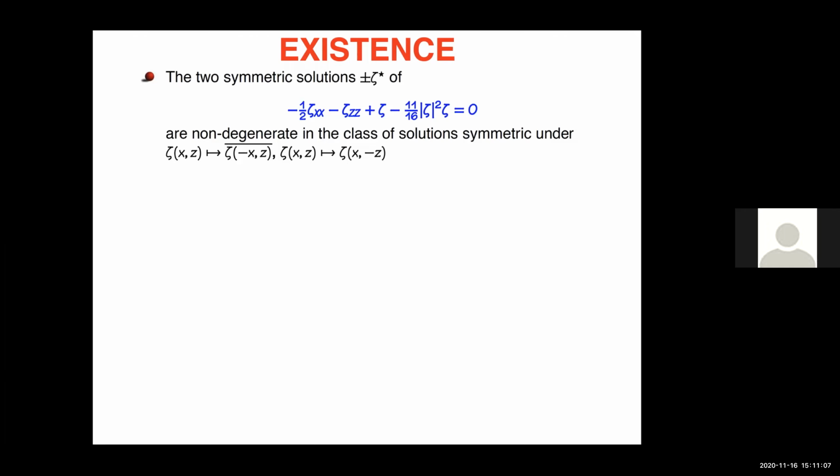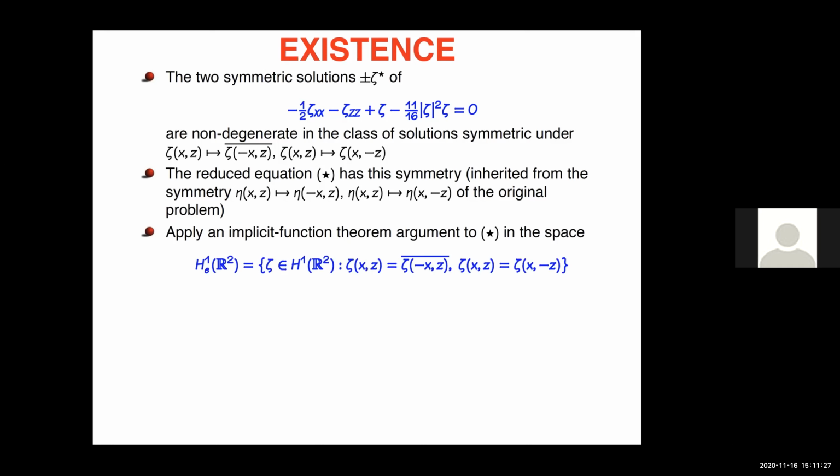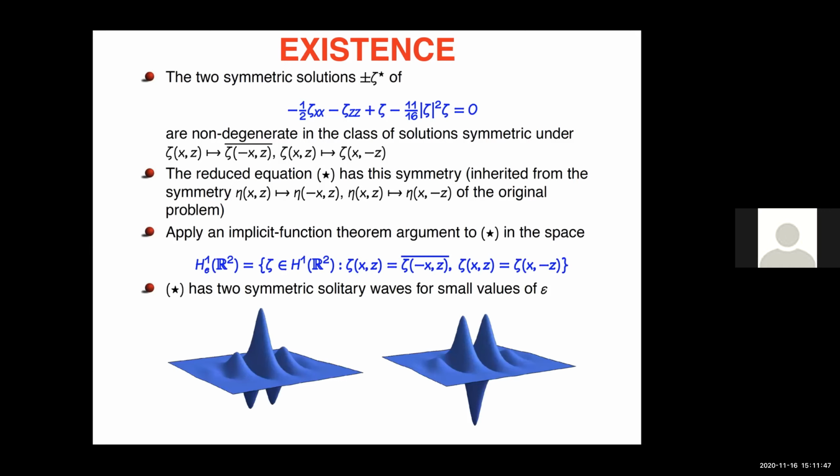Now the reduced equation star, that's the difficult-looking equation on the previous transparency, has the same symmetry. It's also invariant under the same transformations, and that's of course inherited from the symmetry of the original problem, which is invariant under x goes to minus x and z goes to minus z. So now I think you can see what you have to do. You have non-degenerate solutions, so you just apply an implicit function theorem argument in the space of symmetric solutions. You thus find two families of symmetric solutions to the reduced equation star, which are parameterized by small values of epsilon and coincide with plus or minus zeta star at epsilon equal to 0. And tracing back the various transformations, of course, yields the two families of symmetric solitary water waves which were advertised at the very beginning. So this is the rigorous justification of the heuristic method which I showed you. And in some sense, it also tells you the correctness of the heuristic method.